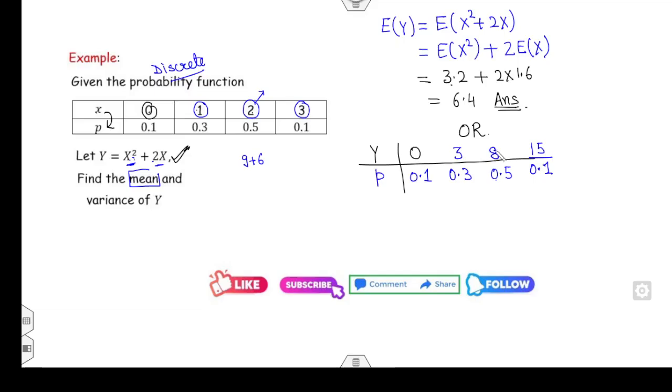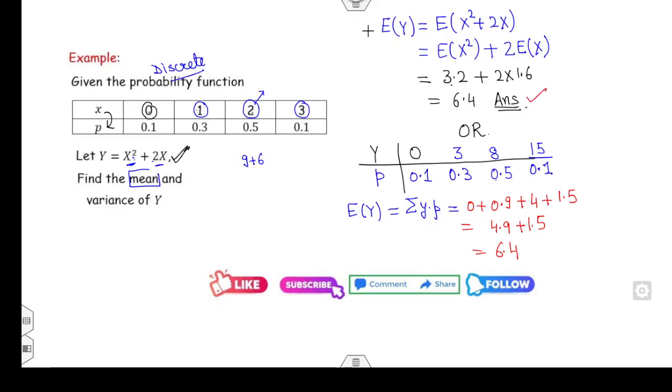Now if you have this, can you calculate the E of y? So that number will be y into p. Now you can again multiply them, y into p: 0, 3 into 0.3 is 0.9, 4 into 0.5 is 4, and 15 into 0.1 is 1.5. So clearly you say 4.9 and 1.5. So again you can see it's 6.4, the same answer.